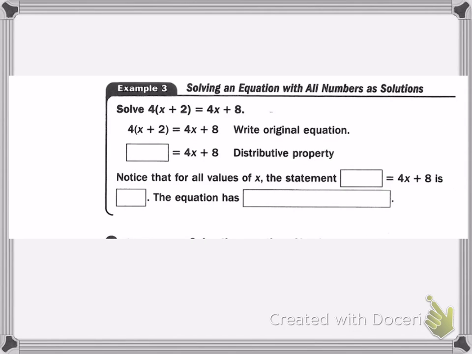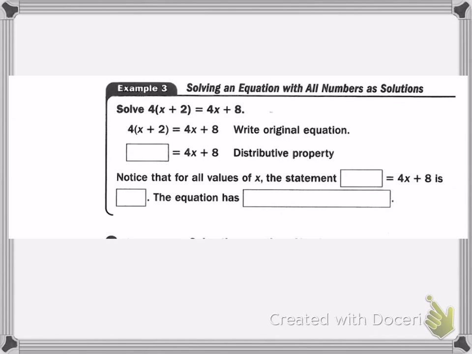So example 3 is another example of a special solution. Sometimes when you solve an equation, all numbers will work. So it's not just like one number works, or like the last example that nothing would work. And sometimes when we solve, all numbers could work.